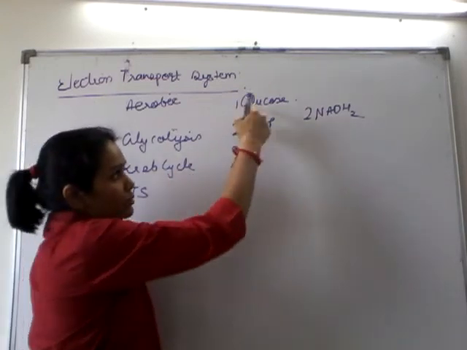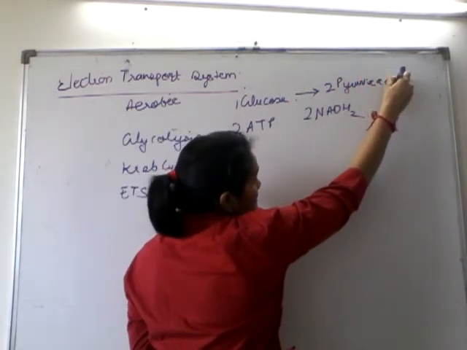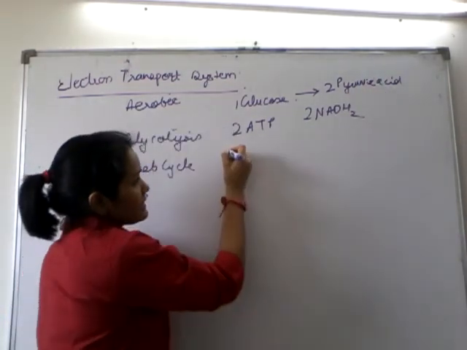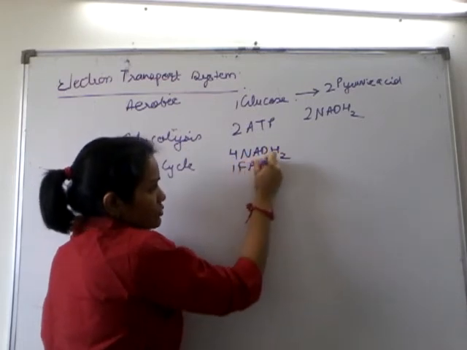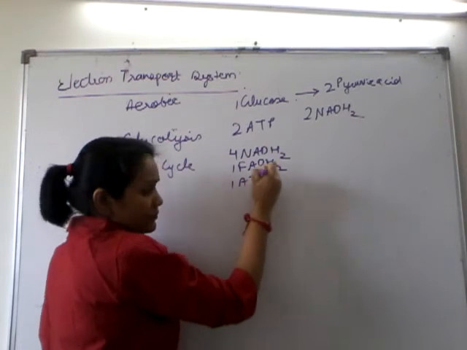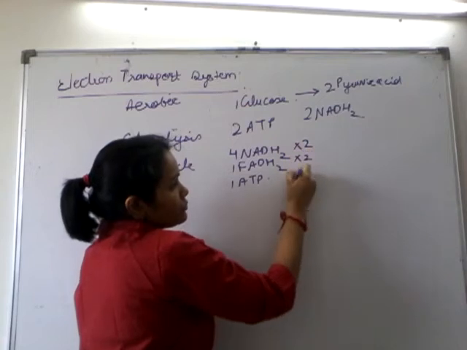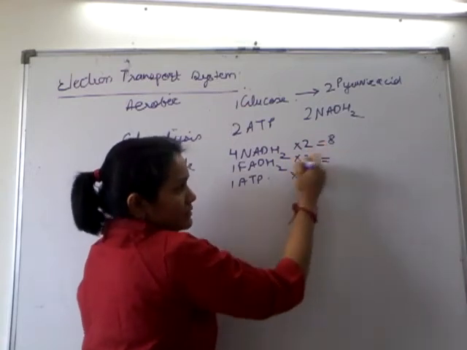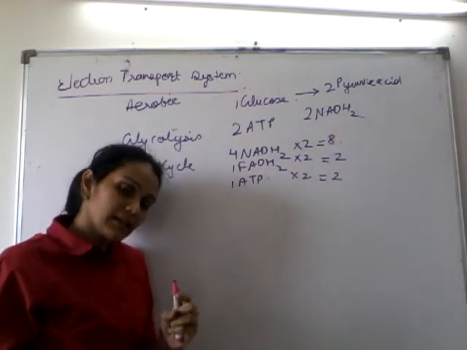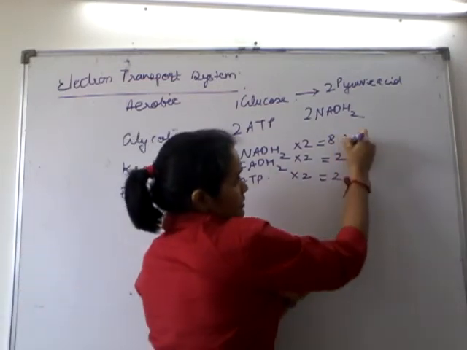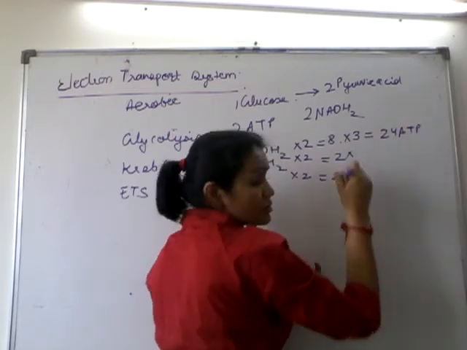Now in Krebs cycle, when we talk about 1 glucose, how many molecules of pyruvic acid are formed? 2 molecules of pyruvic acid. And from 1 molecule of pyruvic acid, we have seen 4 NADH2 were produced, 1 FADH2 and 1 ATP. And if we talk about 1 glucose, then it will be multiplied by 2. 4 2s are 8 NADH2, 2 FADH2 and 2 ATP. And 1 NADH2, we have seen in ETS, gives how many molecules of ATP? 3. So 24 ATP.